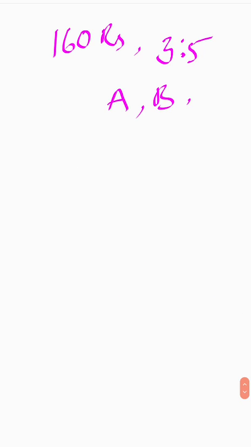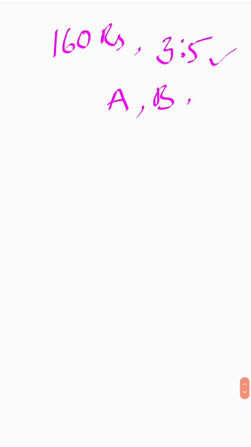Now I want to explain one problem here. There are 160 rupees and we have to distribute that amount between a and b in the ratio of 3 is to 5. So how can we distribute this amount between a and b? For these kinds of problems, two methods are there. I'm going to explain both. One is the simple equation method, and the other one is the unitary method. First I'm going to explain the simple equation method.